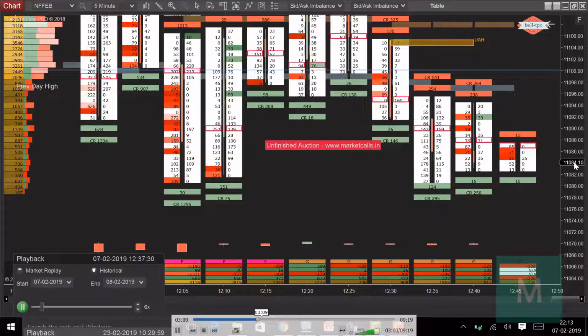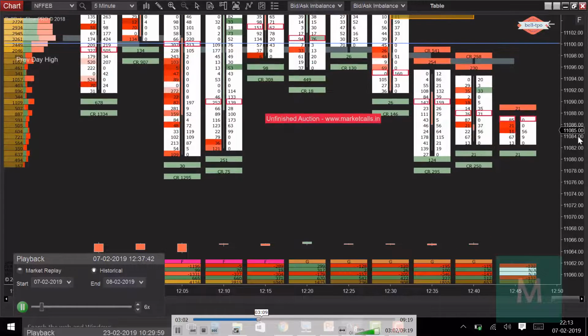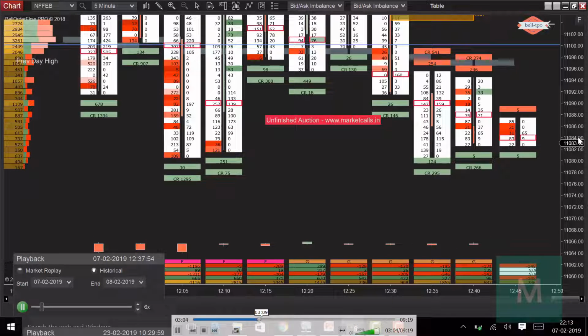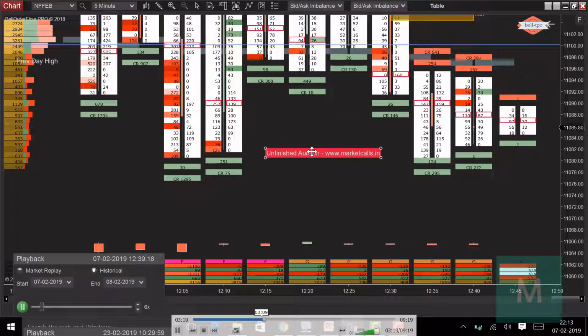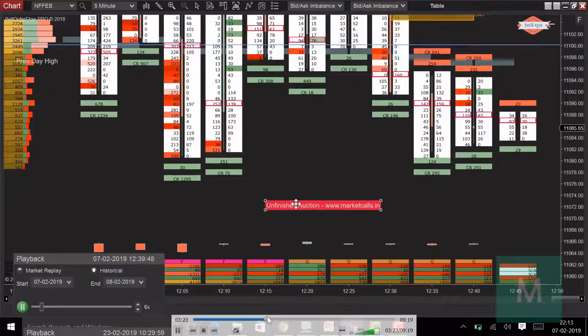Hello, sir. For how many days is it valid, unfinished business? Especially single levels, we'll keep it for only 2 days. If multiple levels happen, then at maximum we'll carry forward for 3 days or so. Okay, thank you. Sir, what is poor high and poor low? Tomorrow we'll talk about that part of market profile. Okay.